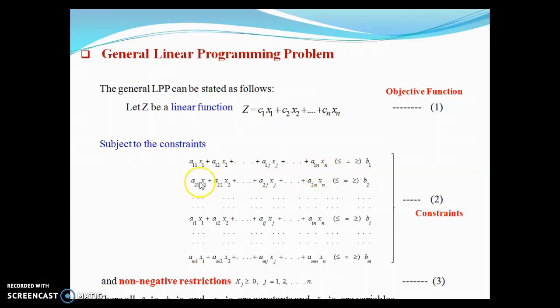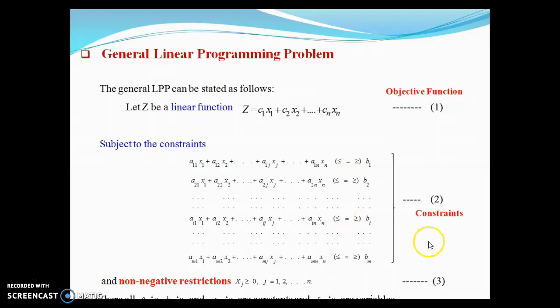This is equation 2. And the non-negative constraint, that is the non-negative restrictions: xj is always greater than or equal to 0, where j equals 1 to n. This is the non-negative restrictions. This is equation 3, where all the aij's, bi's and cj's are constants and the x's are the variables.